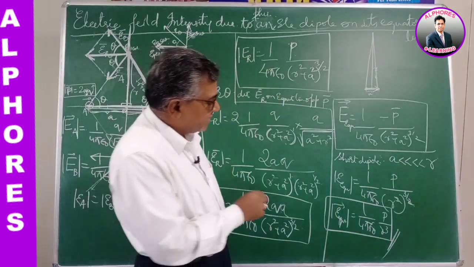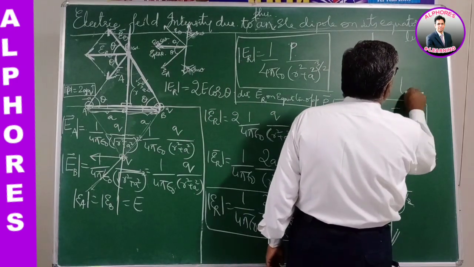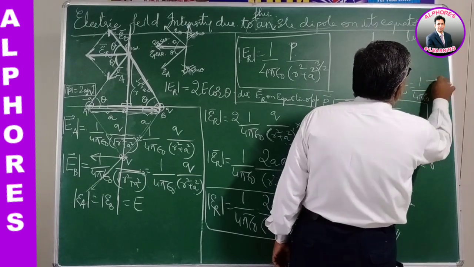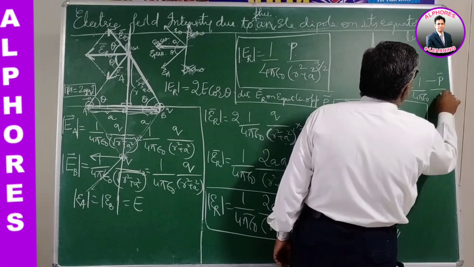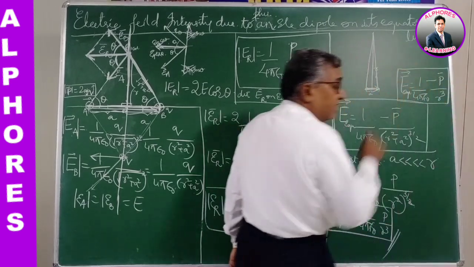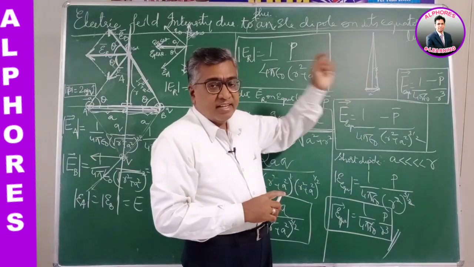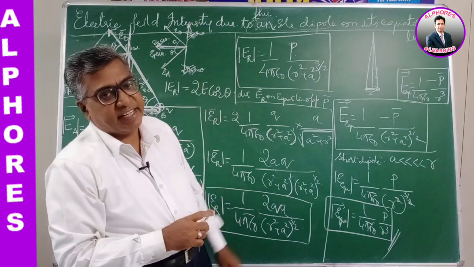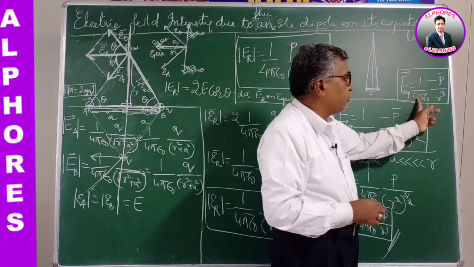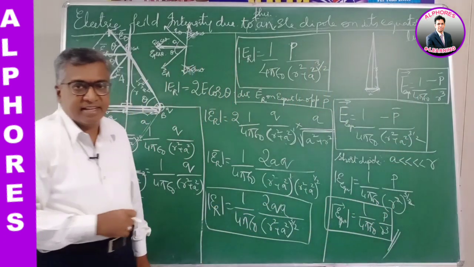This is the magnitude. With the direction, electric field intensity vectorially is 1 by 4 pi epsilon naught minus P bar by R cube on the equatorial line. So finally, the electric field intensity due to a short electric dipole on the equatorial line is 1 by 4 pi epsilon naught minus P by R cube. That is the formula for the electric field intensity. Okay, thank you.